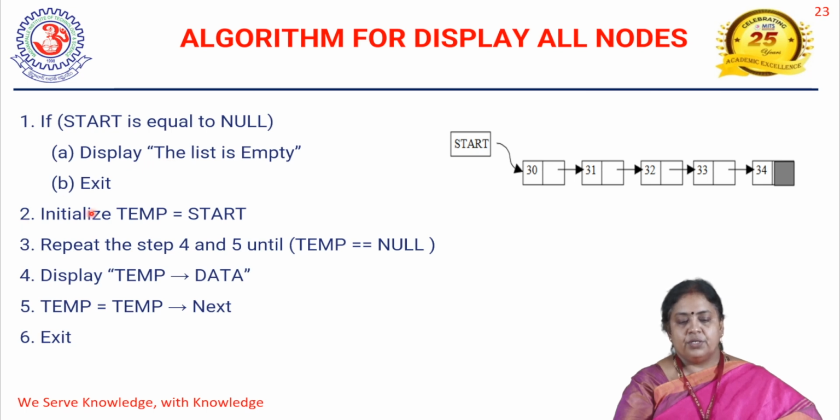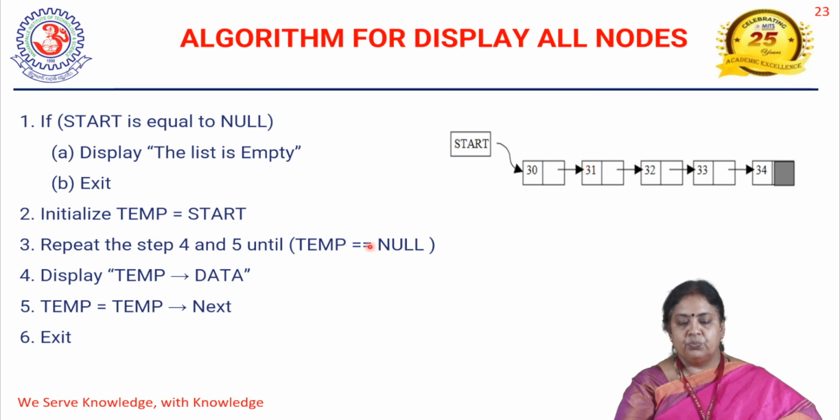Then what you are going to do? Initialize temp equal to start. That is, whatever address is in start will be initialized to temp. So for example, the start contains that address. So temp is this node. Next, what we are going to do? Repeat steps 4 and 5 until temp is equal to null. So display temp of data. We are going to display the temp of data, and we are moving to the next node.